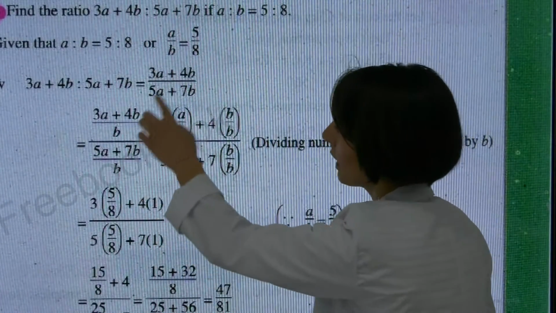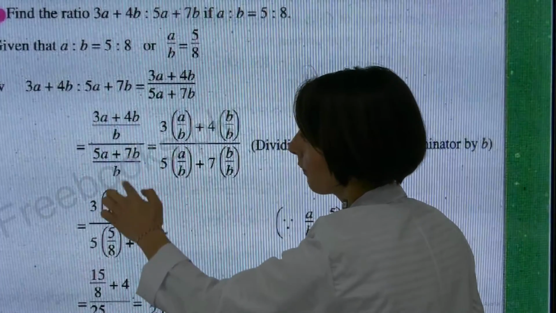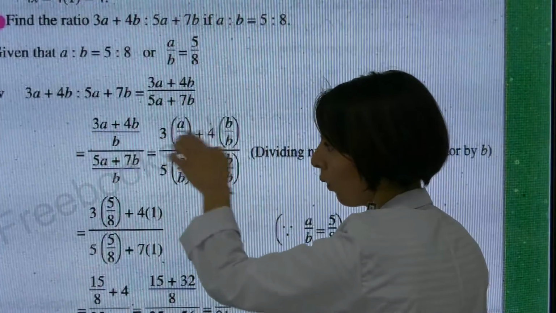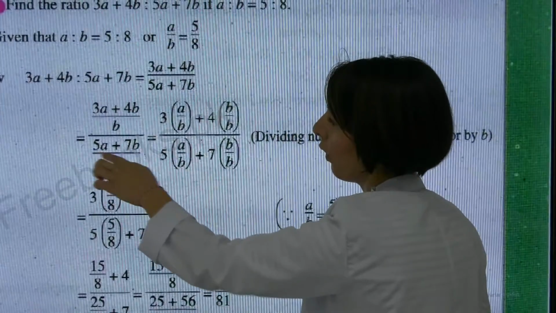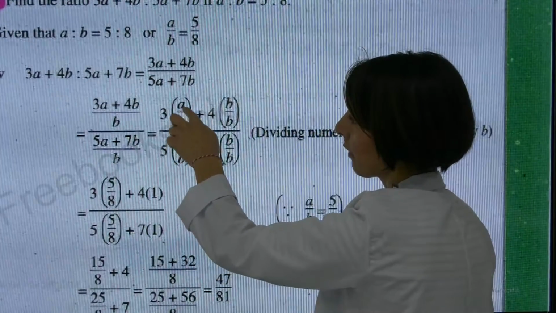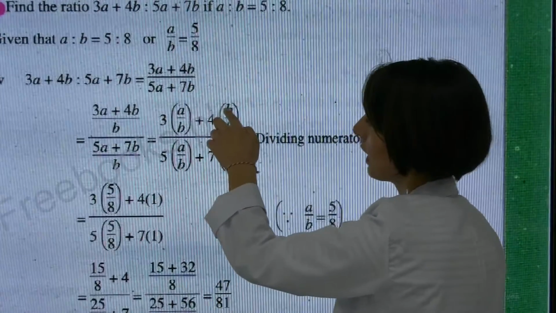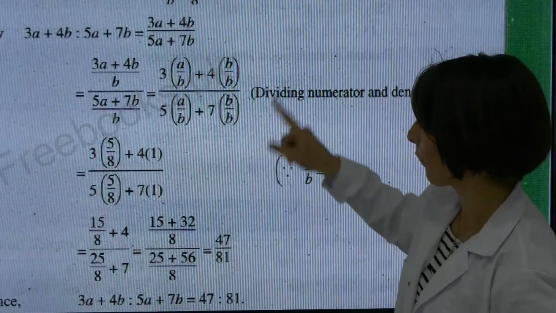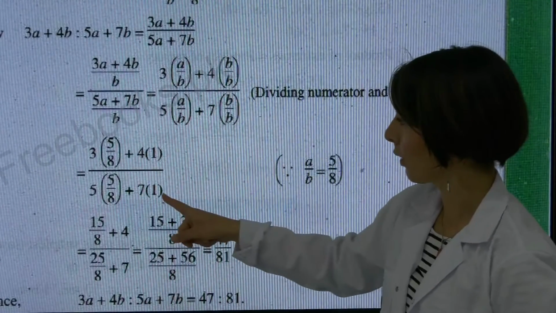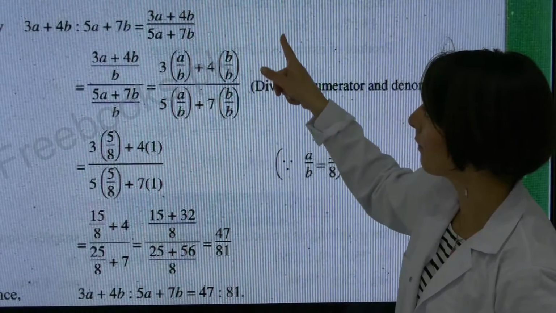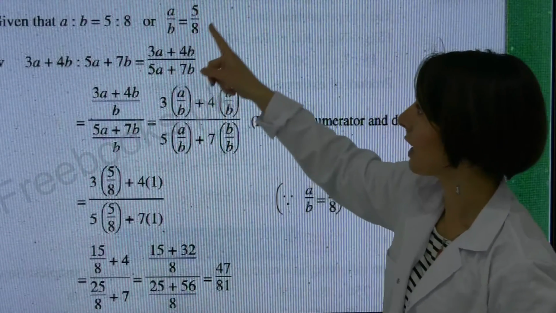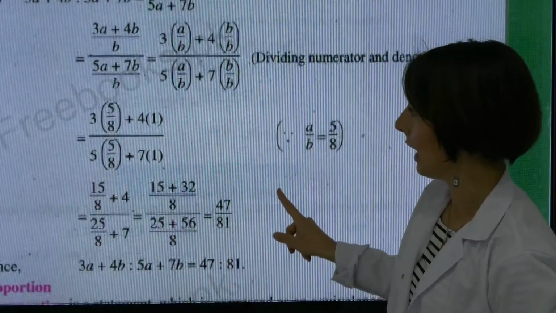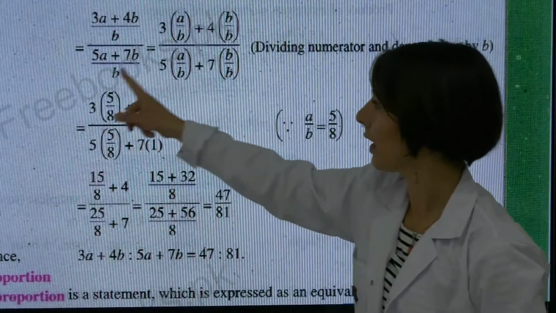So what I'm going to do, I'm going to divide the numerator and denominator by b. So it's going to be 3a plus 4b over b, all over 5a plus 7b all over b, equals 3 times a over b plus 4 times b over b, and so on. I know that b over b equals 1, b over b equals 1, and instead of a over b, I know that the value of a over b is 5 over 8. So instead of a over b, I just put 5 over 8, and I'll have this thing here.